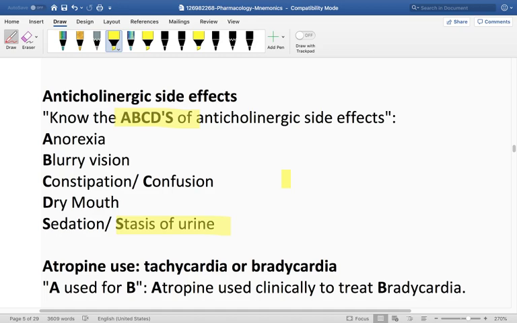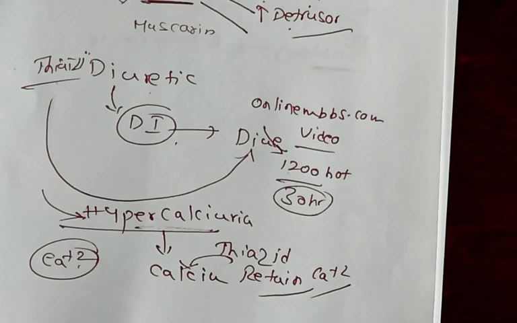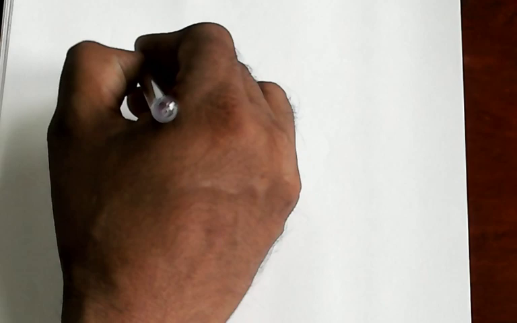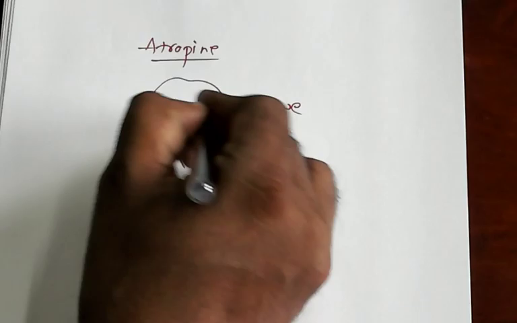Before you give atropine, let me explain one very, very important clinical practice point here. If you give atropine, it will make the bladder detrusor become weak, that leads to urinary stasis and retention.